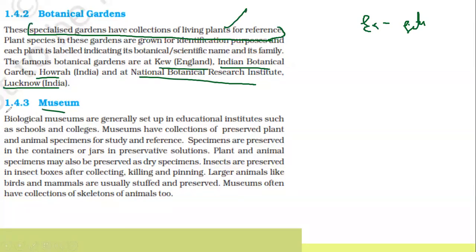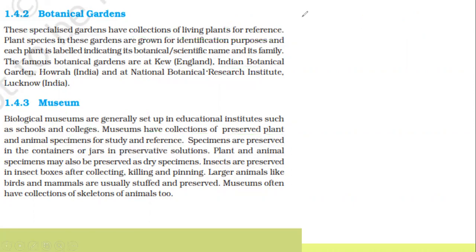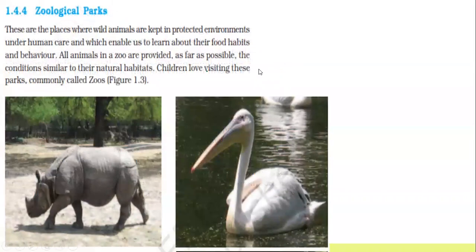Museum. Biological museums are generally set up in educational institutes such as schools and colleges. They have a collection of preserved plant and animal specimens for study and reference. Then, zoological park. These are places where wild animals are kept in a protected environment under human care, and we are able to learn about their habits and behavior. Children love visiting zoological parks, commonly known as zoos.